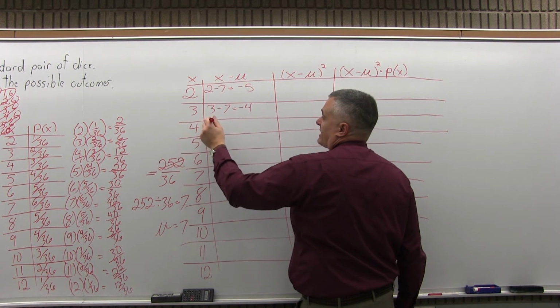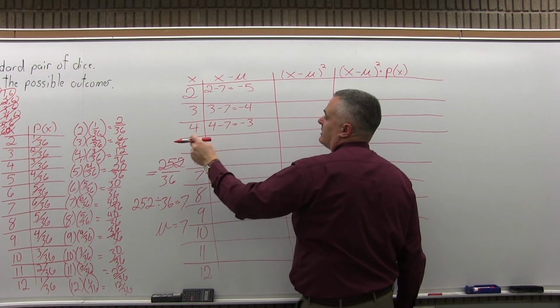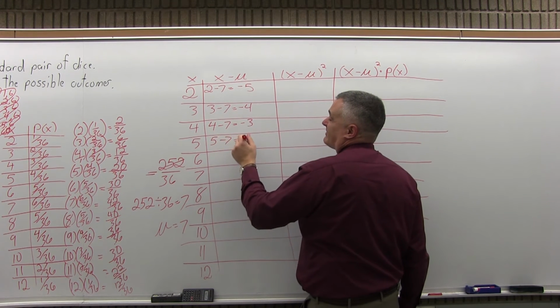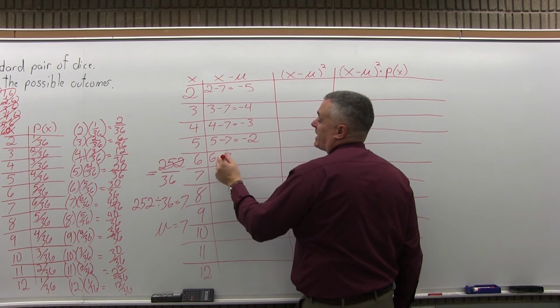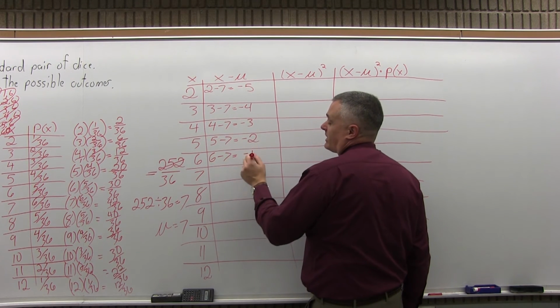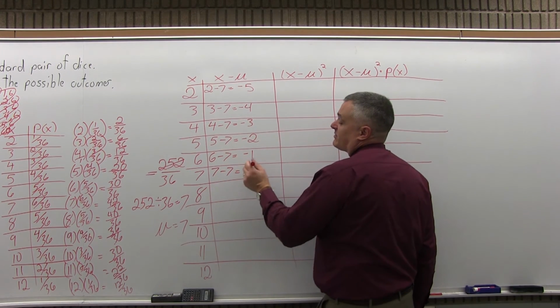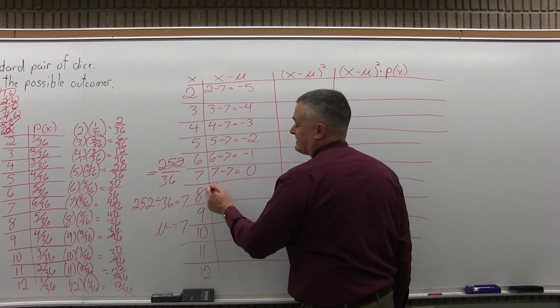The next row down, x is 4 minus 7. 4 minus 7 is negative 3. The next row down, x is 5 minus 7. 5 minus 7 is negative 2. The next row down, x is 6. 6 minus 7 is negative 1. Next row down, they're both 7. X is 7, mu is also 7. 7 minus 7 is 0. I'll make the computation for that row easy.